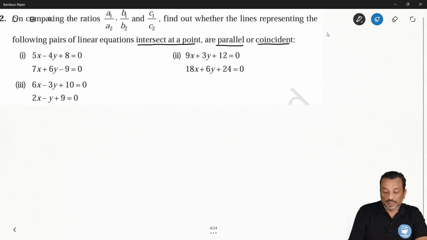तो अगर हम बात करें तो हमारे पास तीन रेशियो होते हैं. तो सबसे पहले फर्स्ट की बात करें तो A1 over A2 not equal to B1 over B2. Then you can say they intersect, and they have exactly one solution. Okay, intersects. ठीक है, क्लियर है.